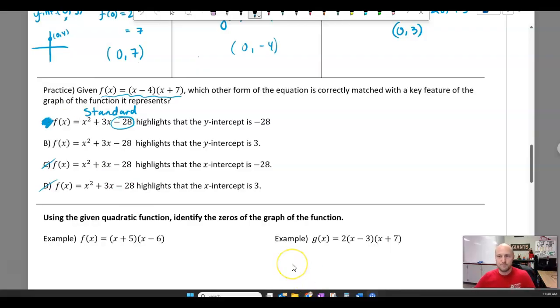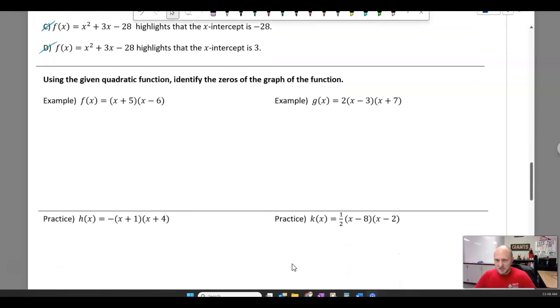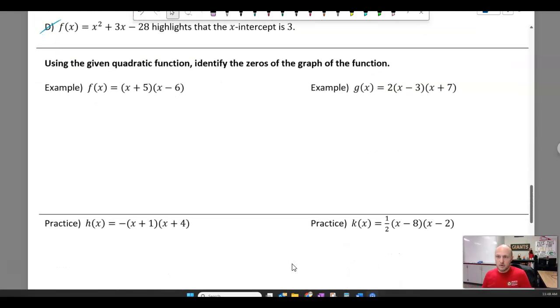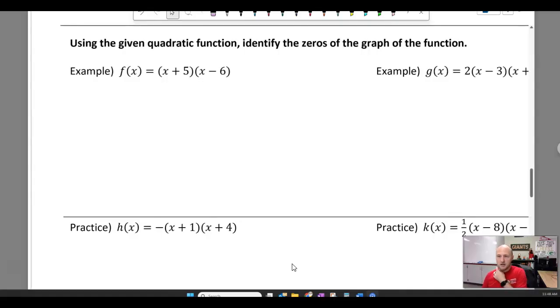Hopefully you got it. Okay, last topic here: zeros. Zeros of a quadratic function. If I have a quadratic function, say here, that is factored, this will be factored from standard form. It would look like this. And I have factored form. Can I identify the zeros?